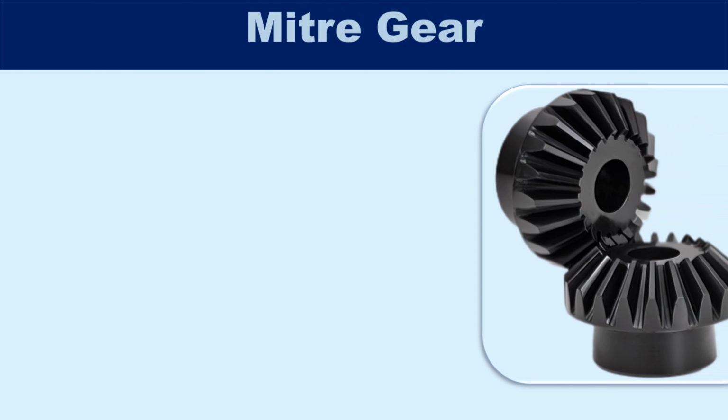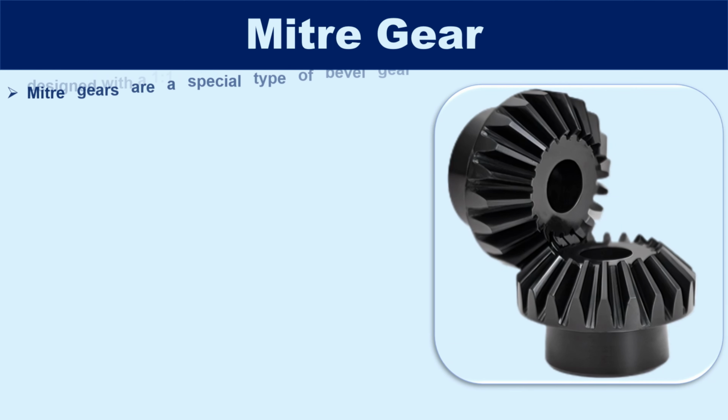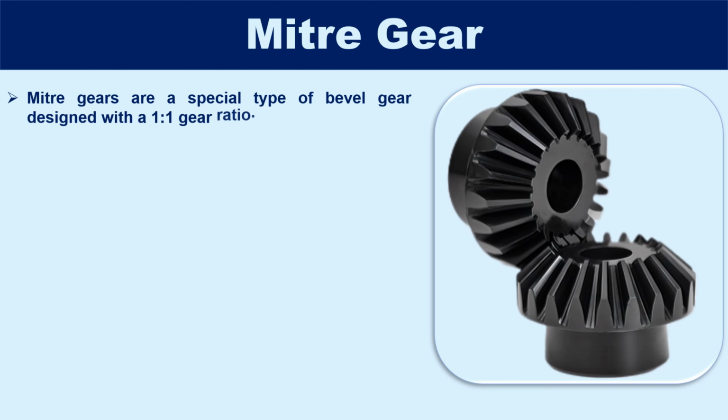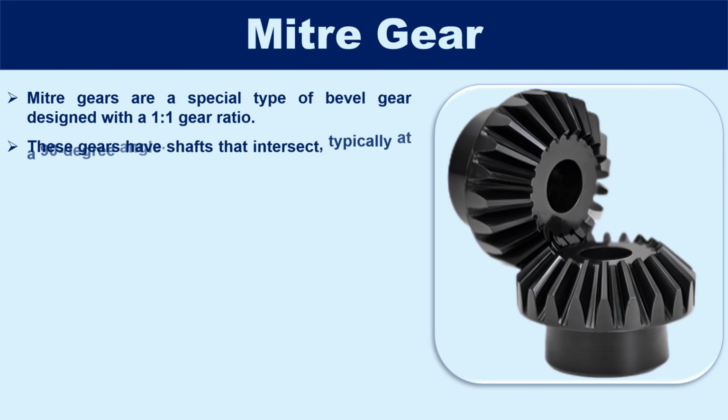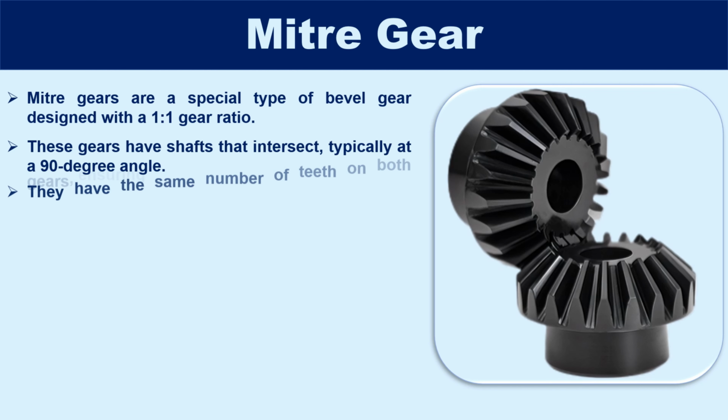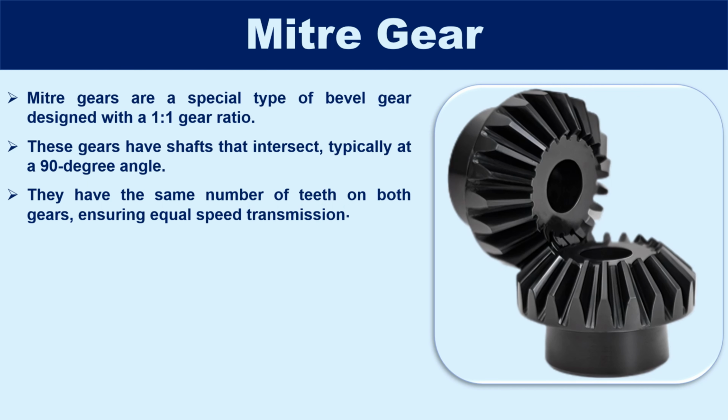Miter gear. Miter gears are a special type of bevel gear designed with a 1-to-1 gear ratio. These gears have shafts that intersect, typically at a 90-degree angle. They have the same number of teeth on both gears, ensuring equal speed transmission.